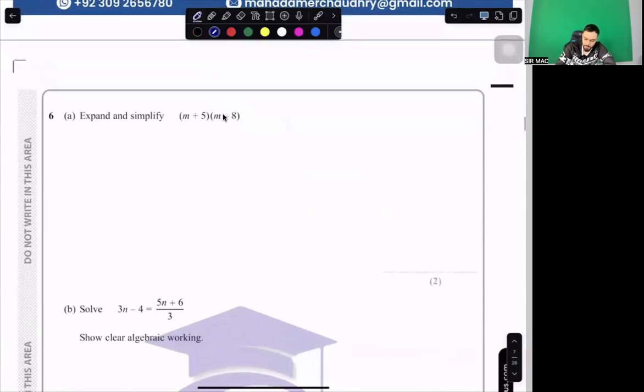Now this is very simple. I'm just going to expand and simplify that. So it's going to be m squared plus 5m, and then minus 8m minus 40. That's going to be m squared minus 3m minus 40, and that's pretty much it.